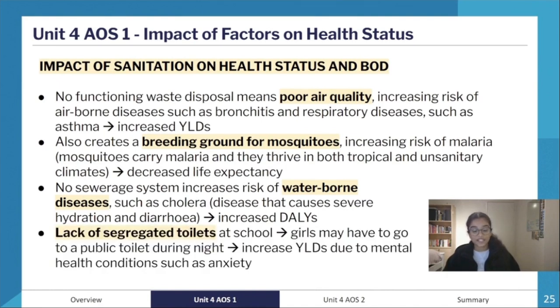And then a lack of segregated toilets at school for human urine and waste. Girls might have to go to a public toilet during the night or might not be able to go to school at all, and that increases the YLDs due to mental health conditions like anxiety, because you're afraid of being attacked at night.